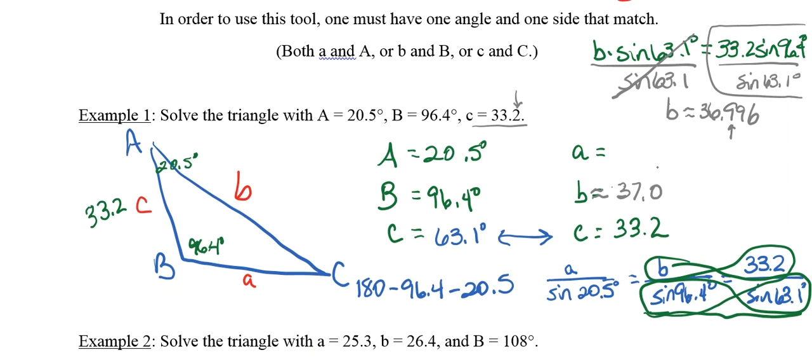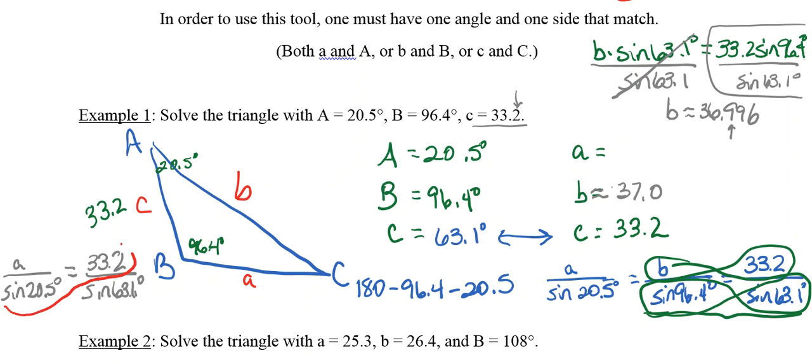Now you might be thinking, okay, let's do the Pythagorean theorem, but remember this is not a right triangle, so I can't use the Pythagorean theorem. So instead I'm going to do another piece of this law of sines. What you can do now is ignore the b and use the 33.2 sine of 63.1 and the a and sine of 20.5. So I'm going to do a over sine of 20.5 equals 33.2 over sine of 63.1.